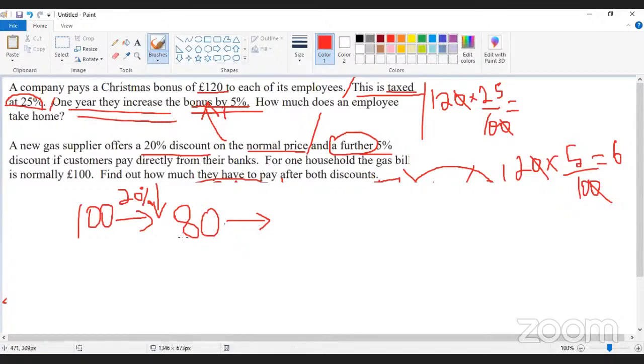If it had been said that he's getting another 5% reduction from the original price, the normal price, then the percentage value would be 25: 20 plus 5. But here it is based on a further discount. A further discount means an additional discount is given. So when he pays directly by bank, he gets this 5% discount.